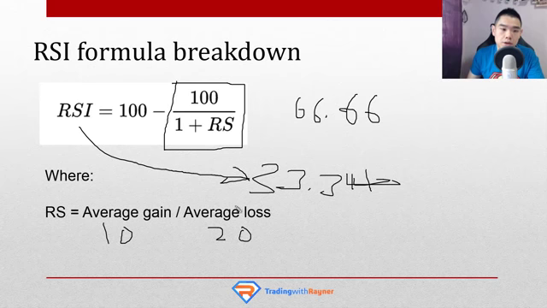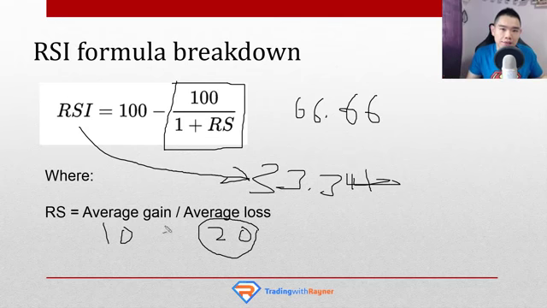And the reason for this is because the average loss is now greater than the average gain. There is more bearish momentum in the market. That's why your RSI value has fallen. So can you see how this RSI formula works? It's nothing scary.